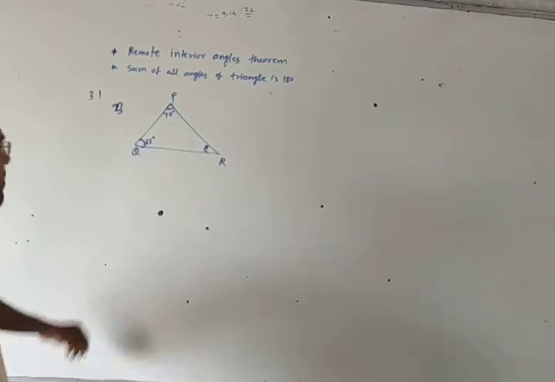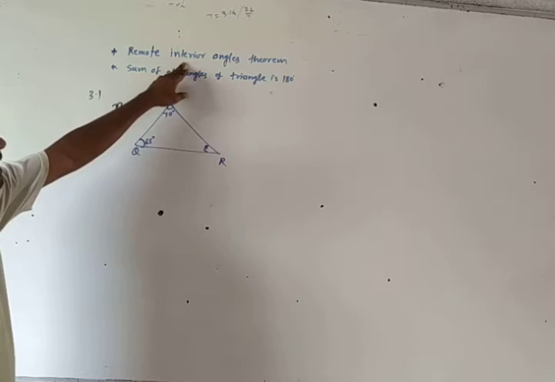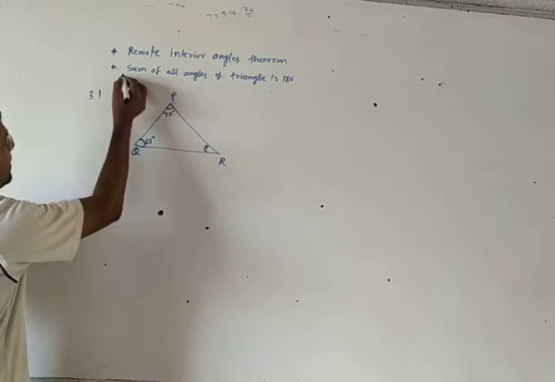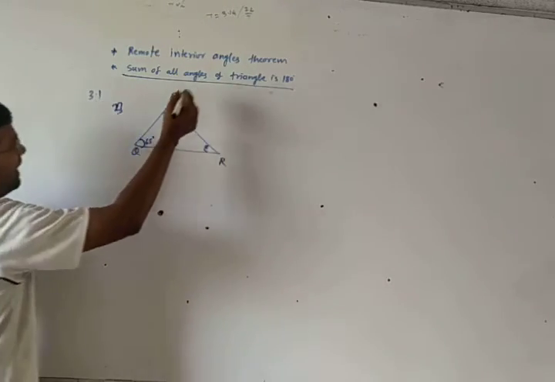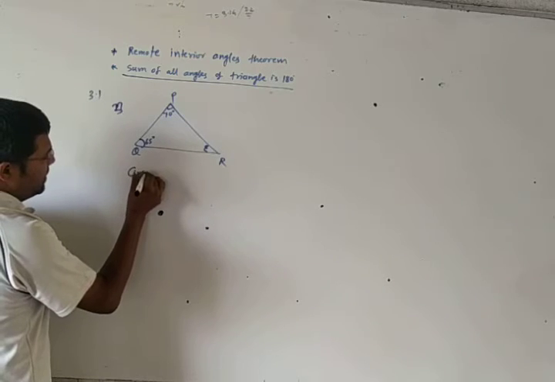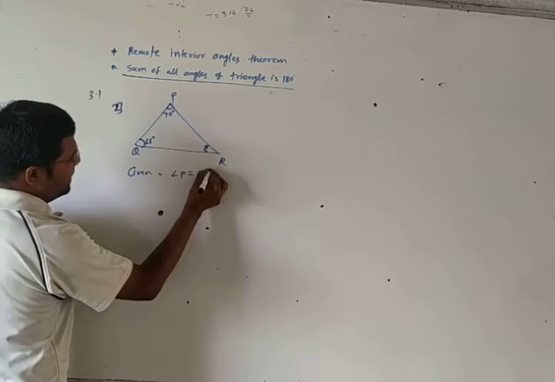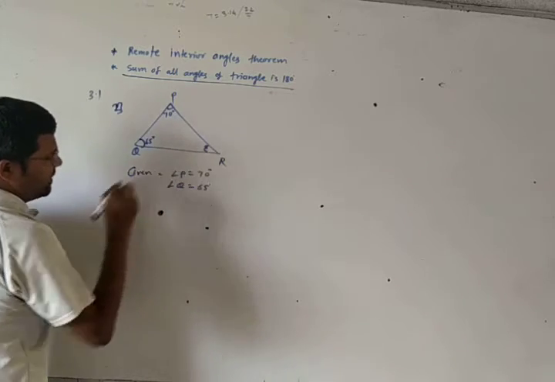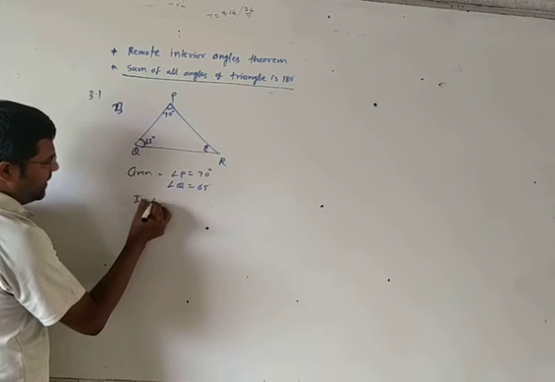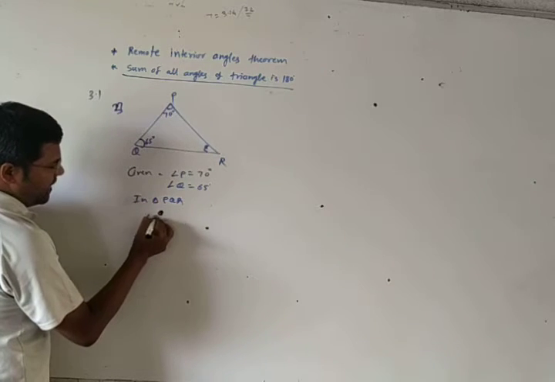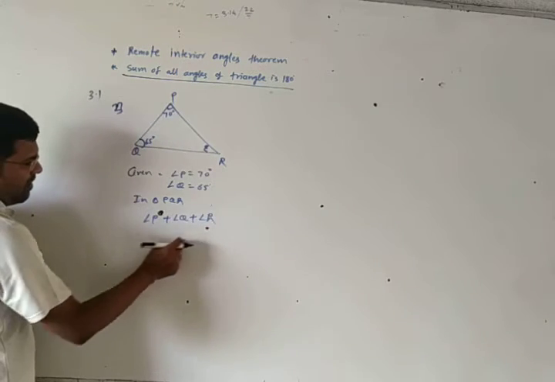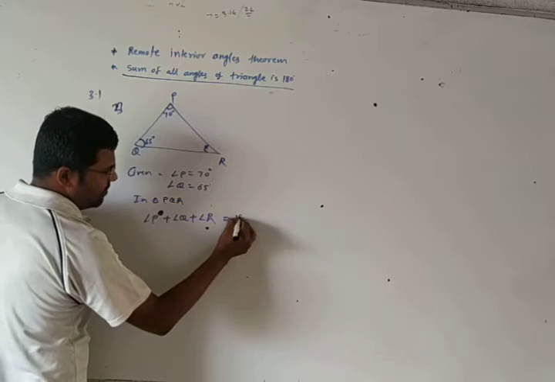Which theorem can we use here? The remote interior angle theorem or the sum of all angles of a triangle. Here the theorem is the property of a triangle: the sum of all angles of a triangle is 180 degree. What is given? Angle P is equal to 70 degree and angle Q is equal to 65 degree. Now in triangle PQR, angle P plus angle Q plus angle R, the sum of all these angles of the triangle, is equal to 180 degree.